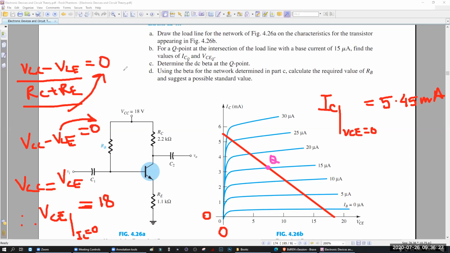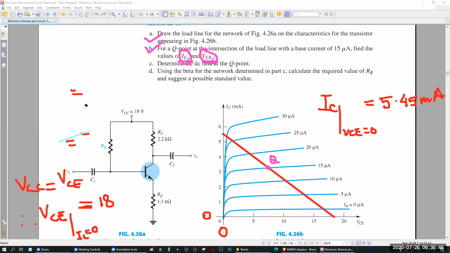Now, this is done. Okay? Now here they said find the value of ICQ and VCEQ. Q means Q point IC, Q point VCE. Okay, so we do not need these anymore. I'm going to delete them. So let's find.